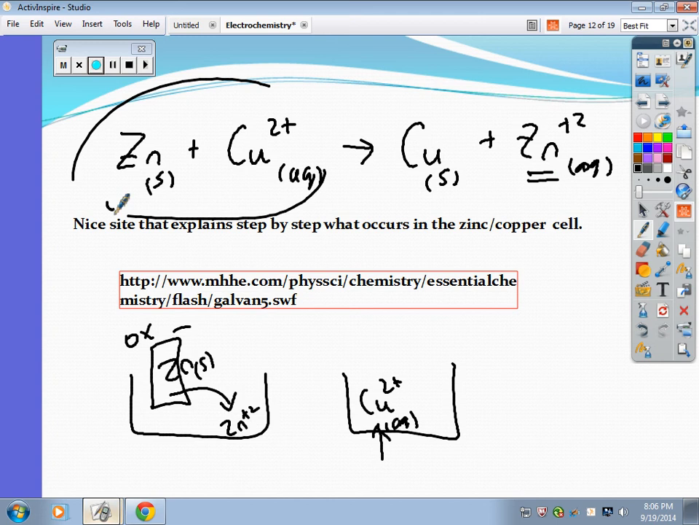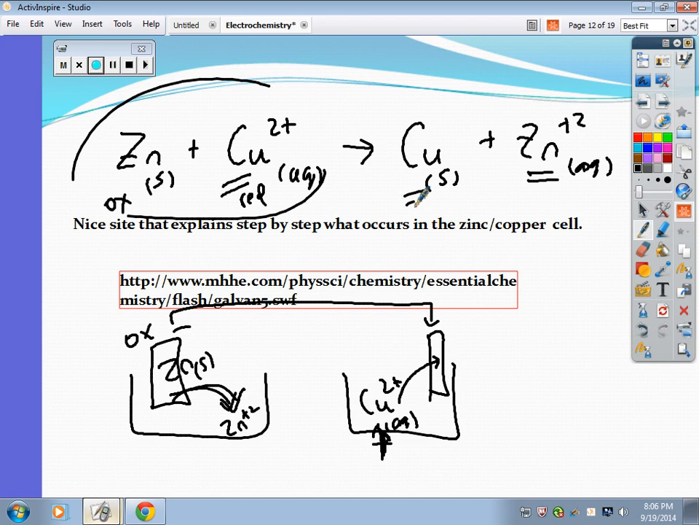This is being oxidized. This is what it looks like after. And this is being reduced. Where's that? In my beaker right here, right? And what happens? The electrons come in through the wire and these plate on. So this is before and this is after. How about that?